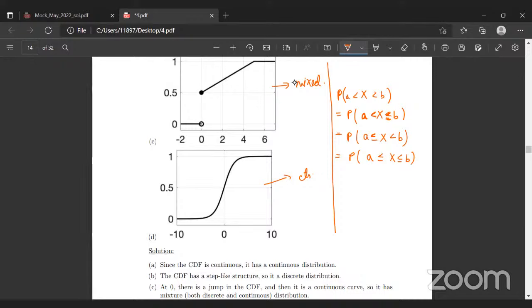But this is not the case for a discrete random variable. When you have a discrete random variable, all these probabilities will come out to be different. So this is one thing that you should take care of, because in the continuous case, at any point, the probability that X equals a comes out to be 0.